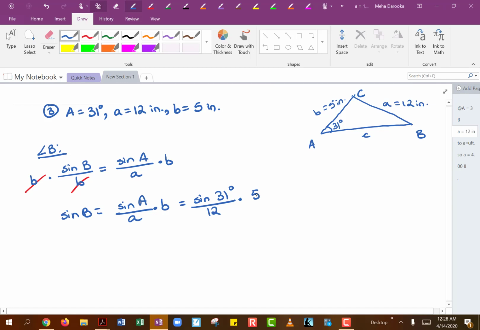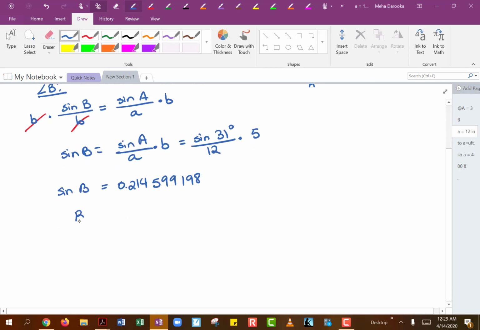So you can go ahead and put all of this in your calculator and see what you come up with. Again, make sure your calculator is still in degree mode. So that's sine of 31 divided by 12 and then multiplied by 5. This right hand side ends up coming out to be 0.214599198, and this is obviously still equal to sine of angle B, right? So if you want to get B by itself, you're going to have to use sine inverse on the other side.